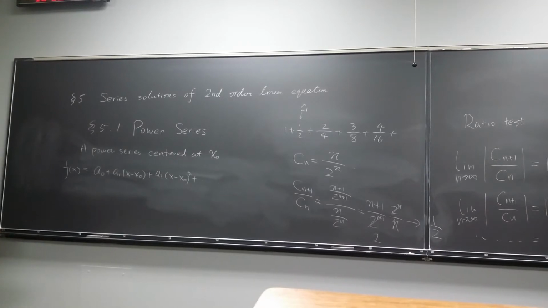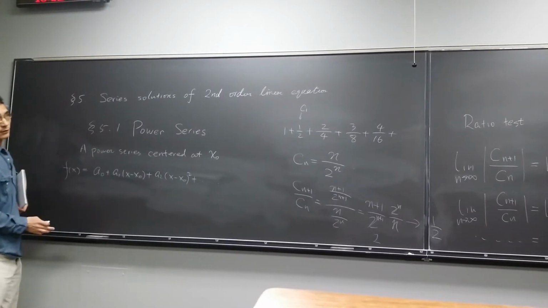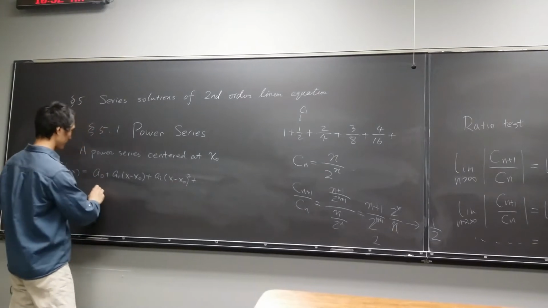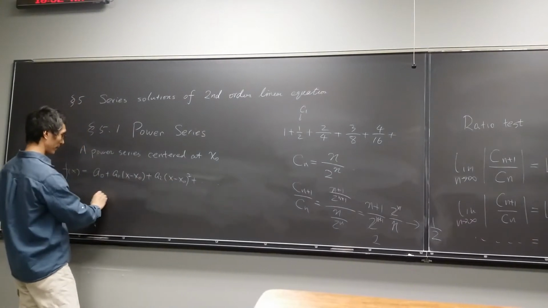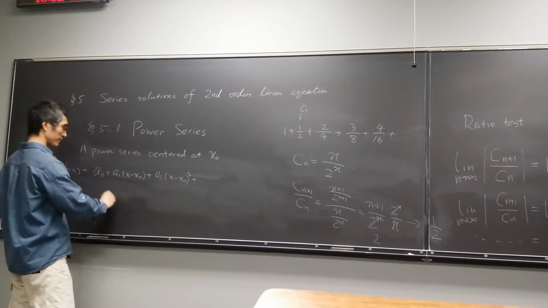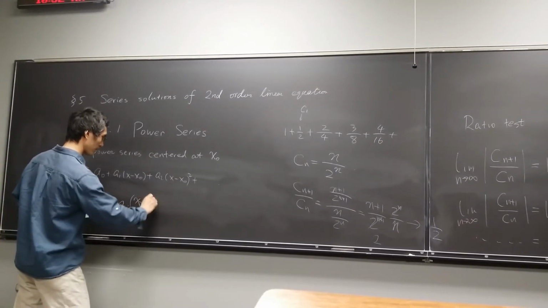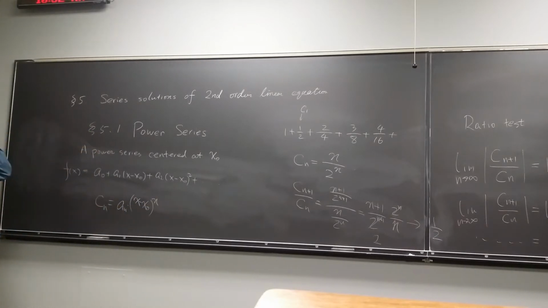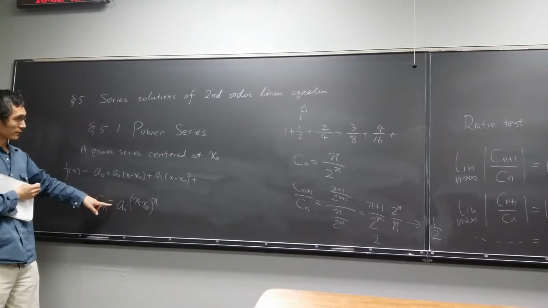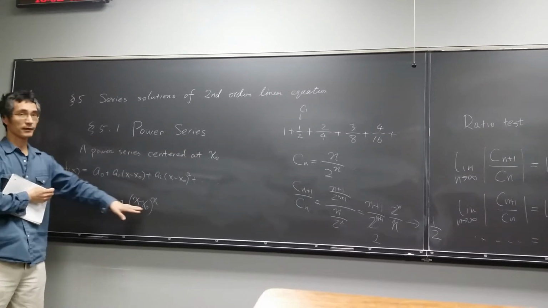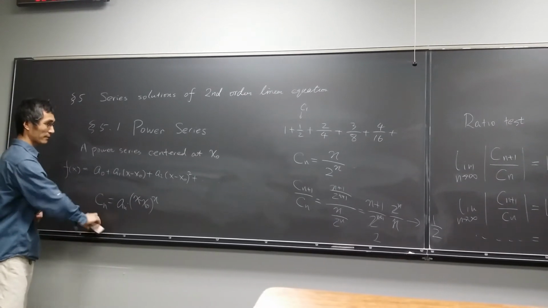Alright, so let's see. How do we know if this is convergent or not? We can use the ratio test. Okay? So what is the ratio test? Let's say what is the nth term? The nth term is called Cn, and in this case it will be an times (x minus x0) to the nth power. Right? So it will be a product of the coefficient and the power function. And by the way, that's why it's called a power series, because it contains a power function. So let's take the ratio test for that.